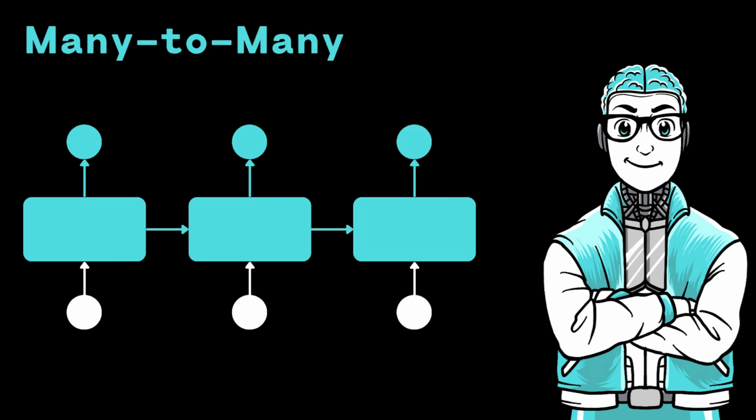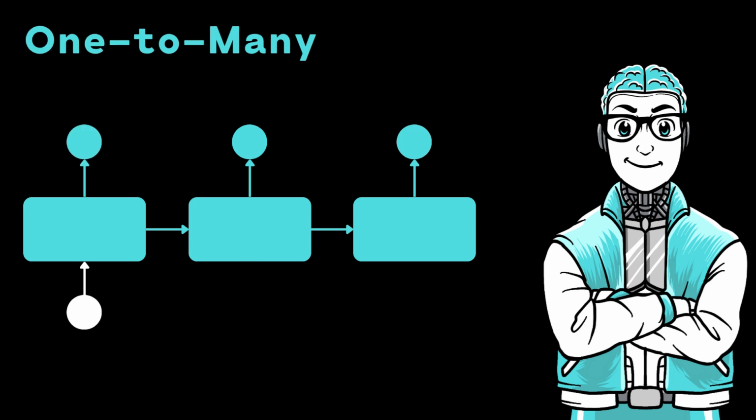Here you can see a many-to-many architecture. In this example, there is an input and an output in every time step. Here you can see another many-to-many architecture. In contrast to the previous example, there is only an input and output in certain time steps. In the first time step there is no output and in the third time step there is no input.